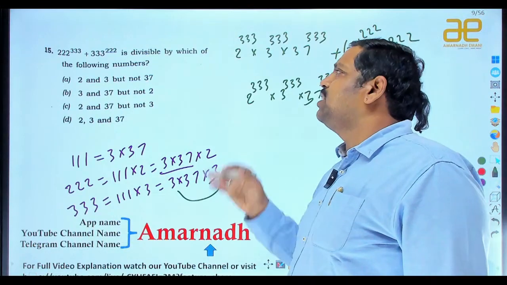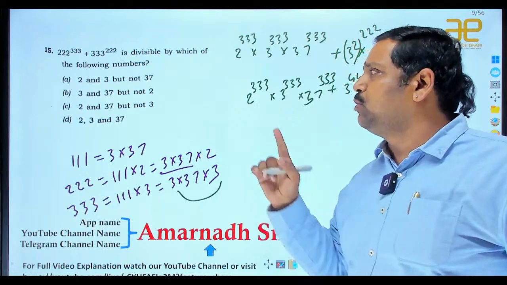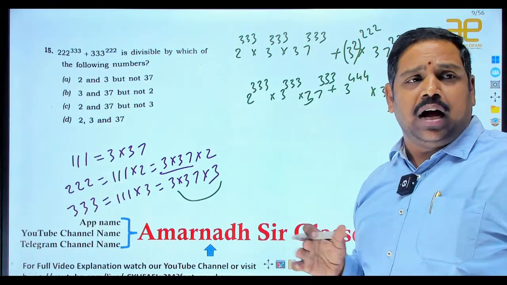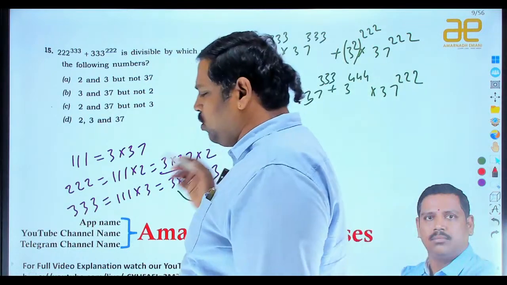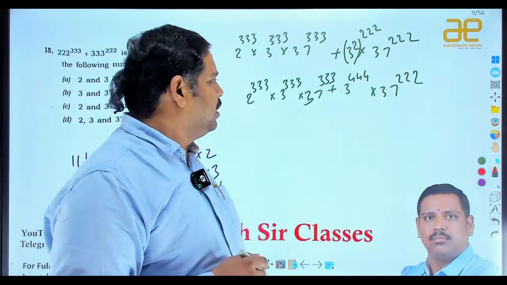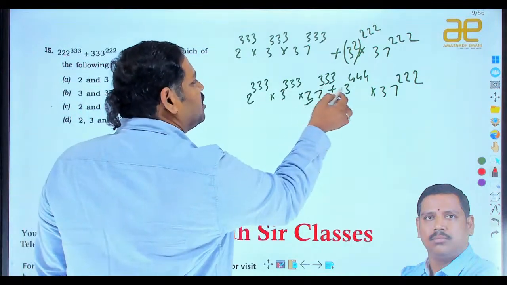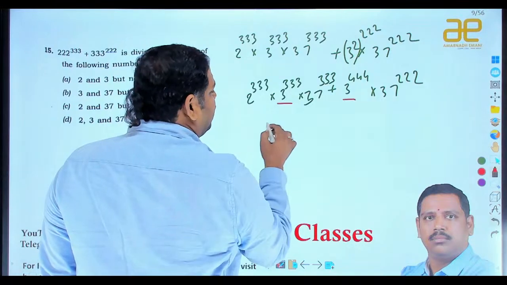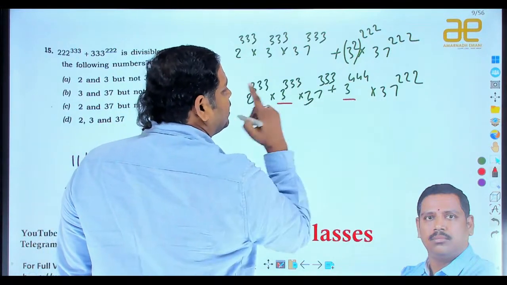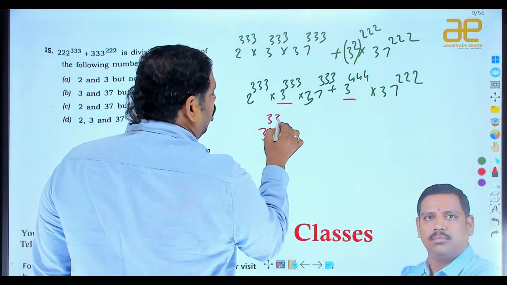He has asked which of the following numbers it is divisible by. The numbers, if you observe, are 2, 3 and 37. Hope you understand how the question will be solved now. In these two terms I can take something common. 2 is available in one but not in the other, so I am not taking 2. 3 is available in both, so I am taking 3. Here it is triple 3, here it is triple 4, so I can take only triple 3 common.